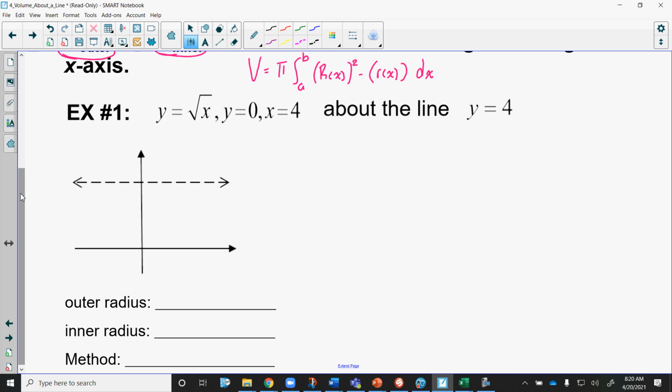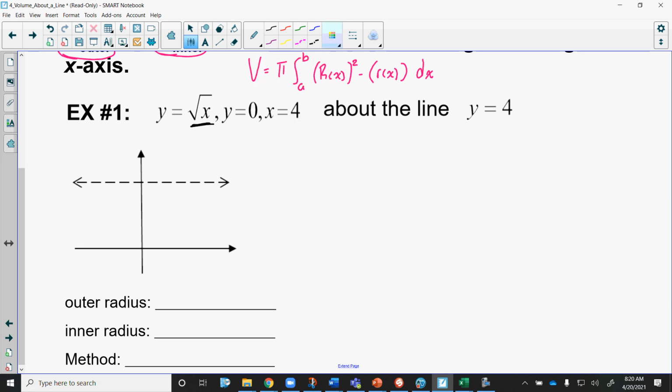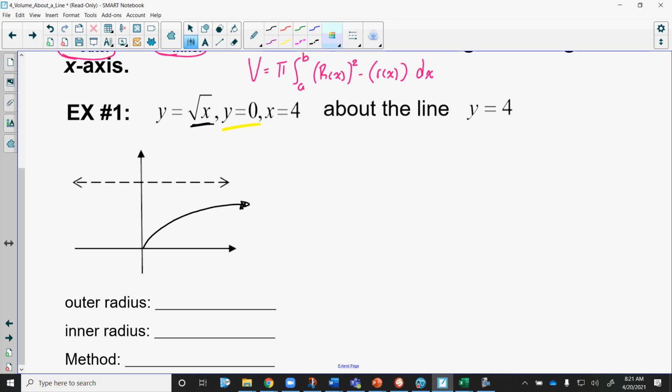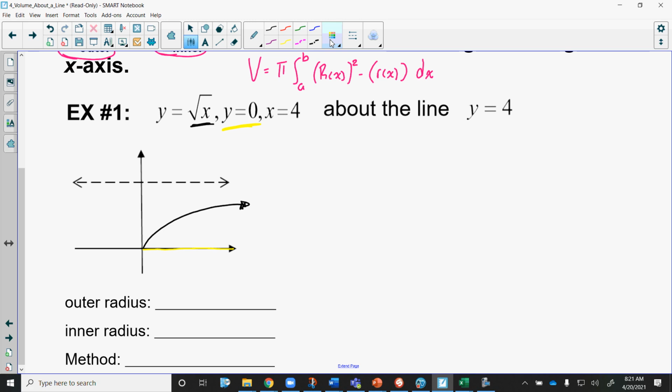So let's go ahead and graph this particular function here. We have a square root function, which I'll do here in black, and we're not looking for any kind of precision. We're just looking for the sketch of the function. So there's the square root function. We have y is equal to 0, so that's essentially just the x-axis here. And we have x is equal to 4. And so I'll just say about here, we'll just say that that's 4.